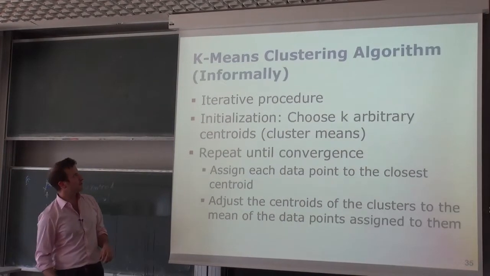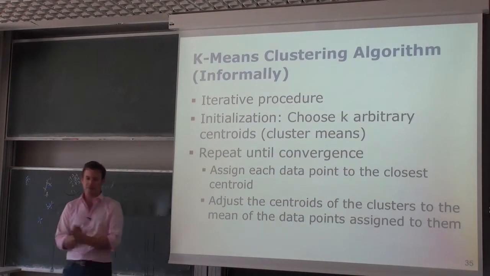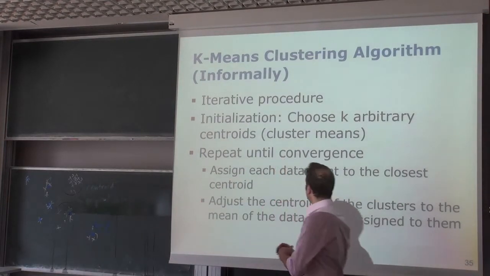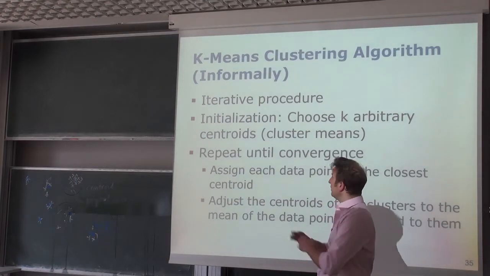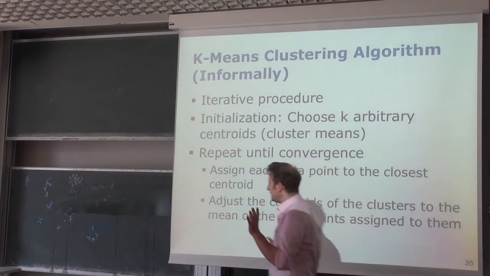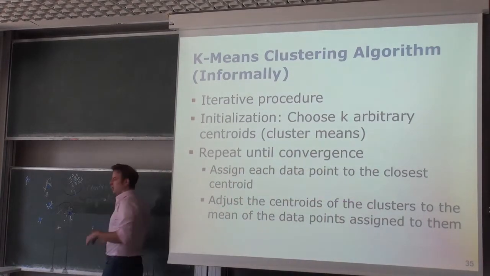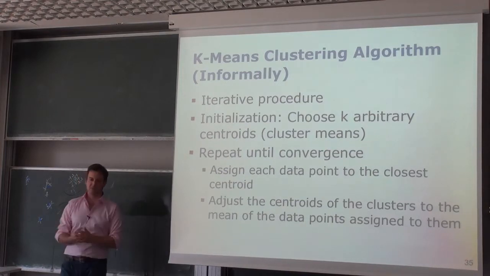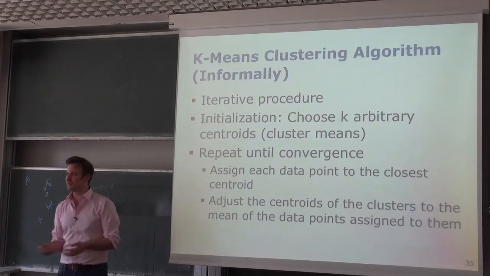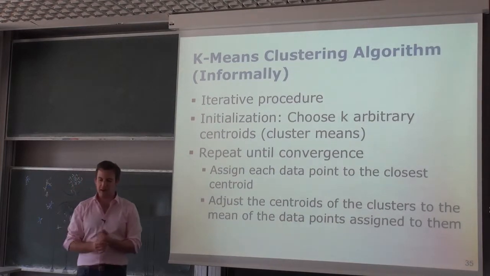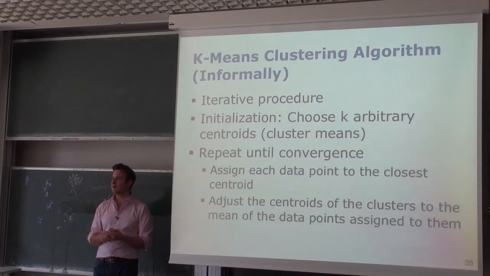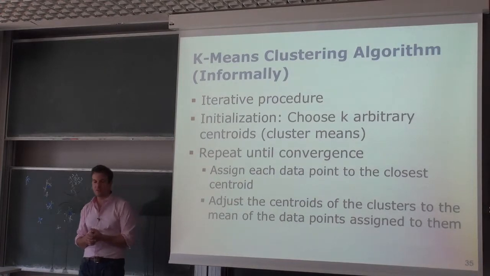Okay, how does this approach work? Let's start with an informal description of the algorithm. We have an iterative procedure, and at initialization, we simply choose k random locations. I draw completely random locations all over the space, 7 of them. That's my starting point. Quite likely that was a bad choice, not representing our data very well, but that's our starting point. Then it's an iterative procedure which we continue until convergence, so until nothing changes anymore.